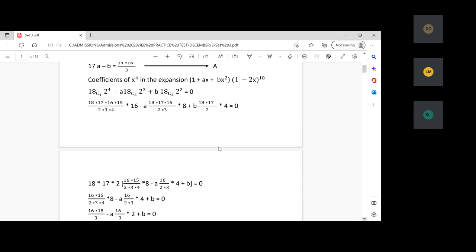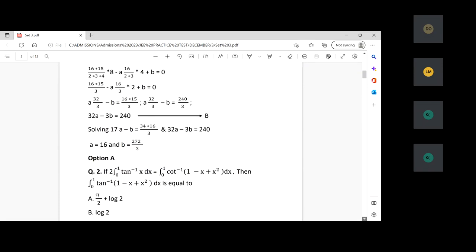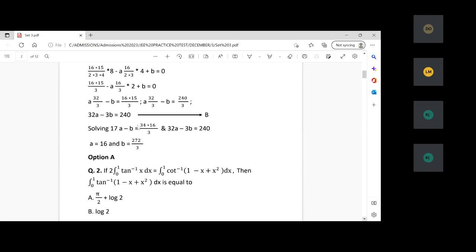The same thing has to happen here. You need to equate the coefficient for x raised to 4. Once you equate, you will have another equation with two unknowns a and b. Once you have the two equations, you can simply solve them and you will get the values of a and b. Here a is 16 and b is 272 by 3.